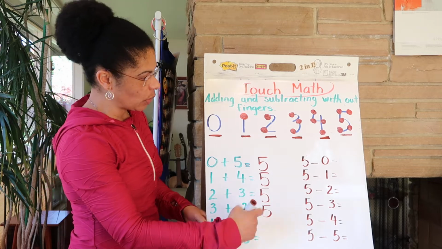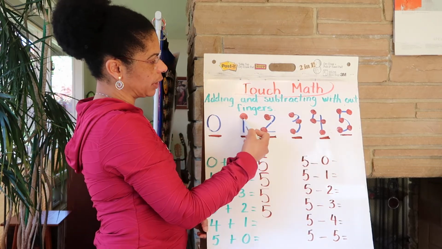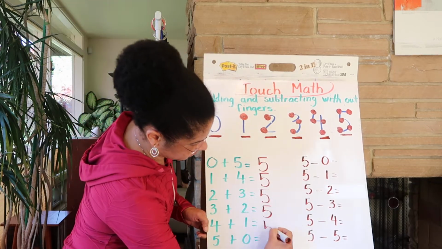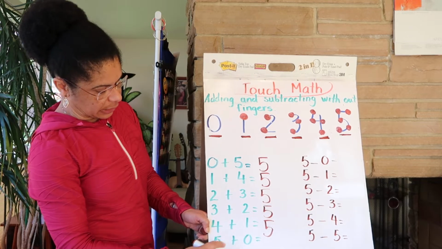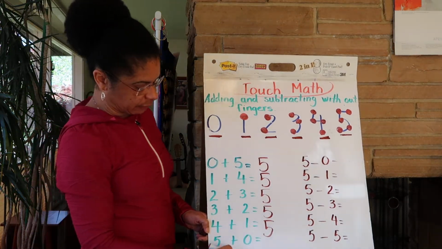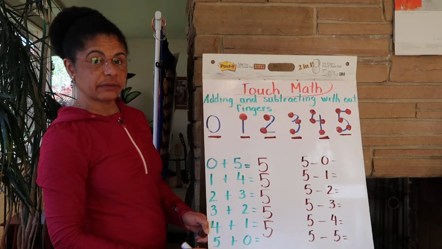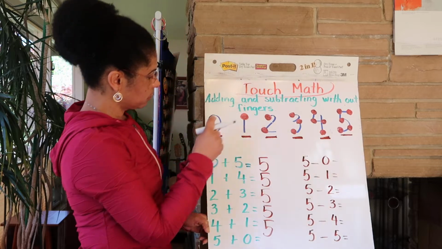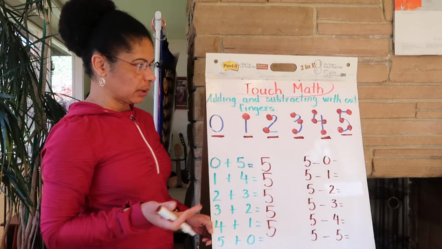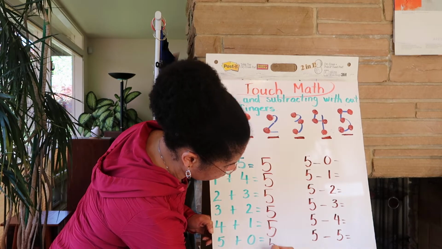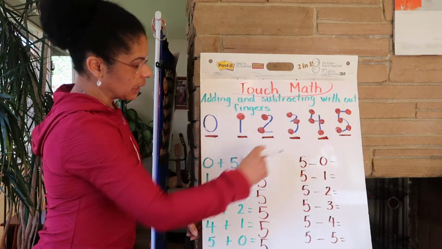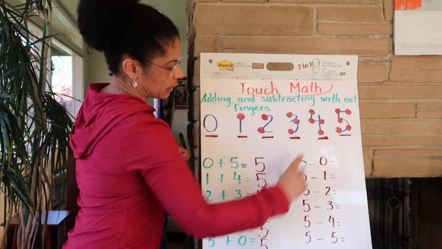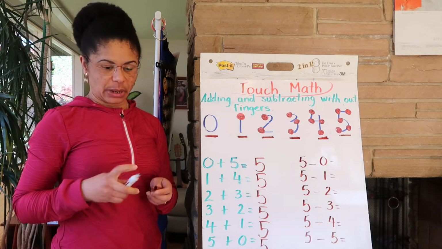4 add 1. Here is 4. Here is 1. 4, 5. 5 add 0. 5 plus 0. I have 5. 5 is bigger than 0. I'm going to start there. 5. Oh, 0. So the answer is 5. And that's how you use your touch math to solve these addition problems.